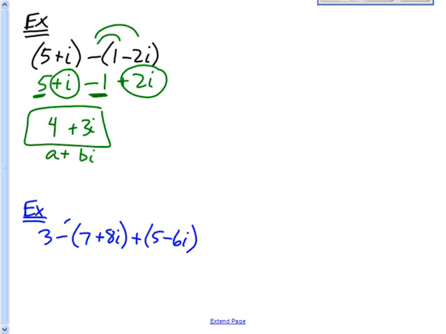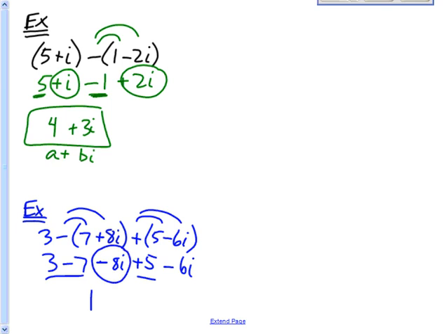Okay, down here we go ahead and we distribute that, distribute the minus. Oops, that's a minus there. Minus 8i plus 5 minus 6i. 3 minus 7, negative 4 plus 5 is 1. Negative 8i minus 6i is negative 14i. Again, combine like terms.